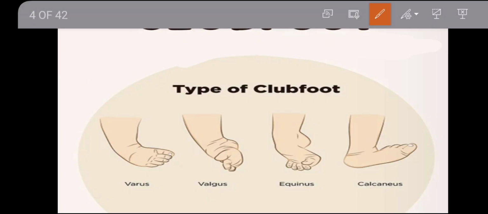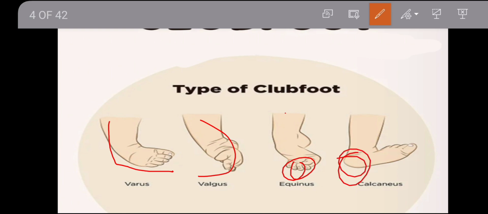So in this picture you can see varus, that is inward, valgus, that is outward, equinus means pointing downward, calcaneus upward, like the calcaneum bone. So remember like that: calcaneum bone, equinus means inward, outward, in front and back.